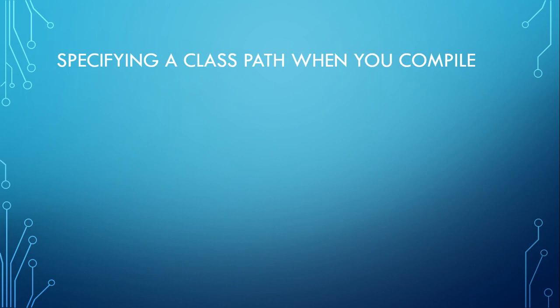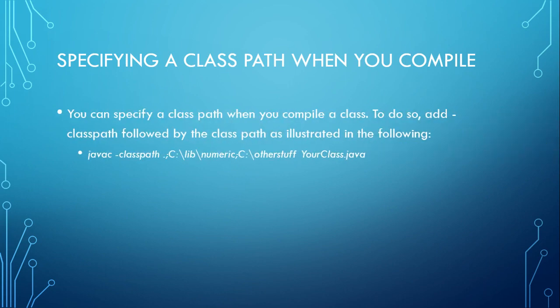All right. Now, specifying class path when we compile, again, this is a lot of stuff that we're not really going to be concerned about because Eclipse is handling a lot of this for us, because we're not manually writing classes. We're putting everything in the same folder. But, again, it's good to know. You can specify a class path when you compile a class. So to do so, we can add a class path such as the following. So here's just a quick illustrated example.